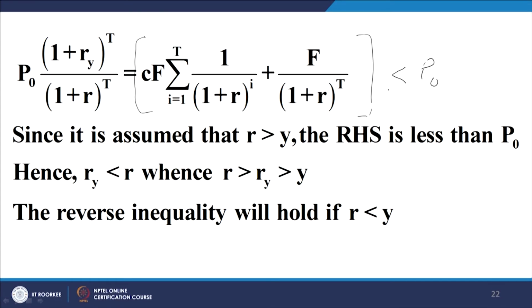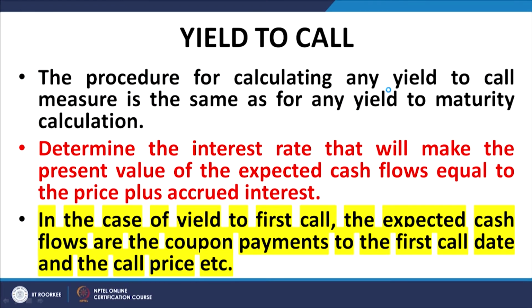In other words, the realized yield is sandwiched between the reinvestment rate and the YTM, as mentioned in the properties. So, yield to call, but before we talk about yield to call, let us understand what we mean by a callability option embedded in the bond.